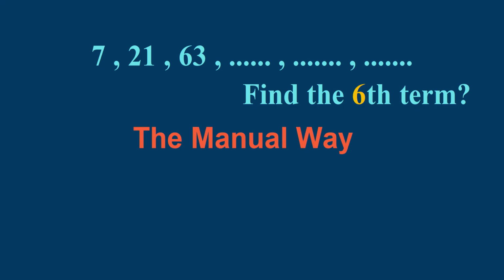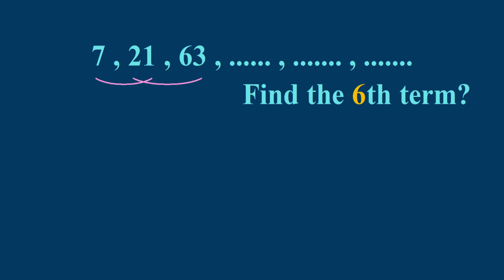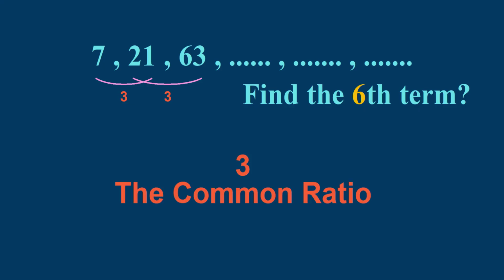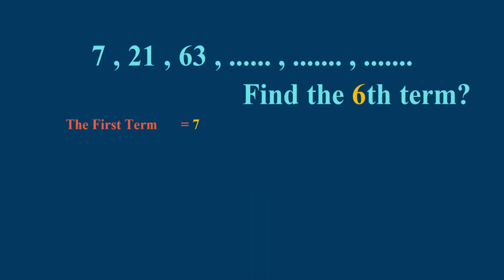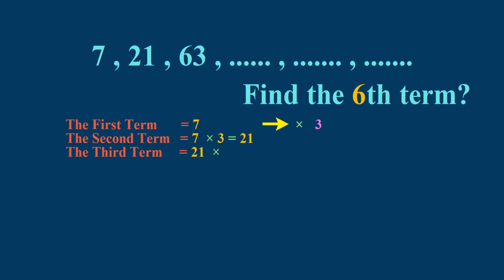As you can see, we found that each term is multiplied by 3. This 3 is what we call our common ratio. Since the first term is 7, we can get the second term by multiplying the first term by 3. And the second term is 7 times 3, which equals 21. And the third term is 21 times 3, which equals 63.